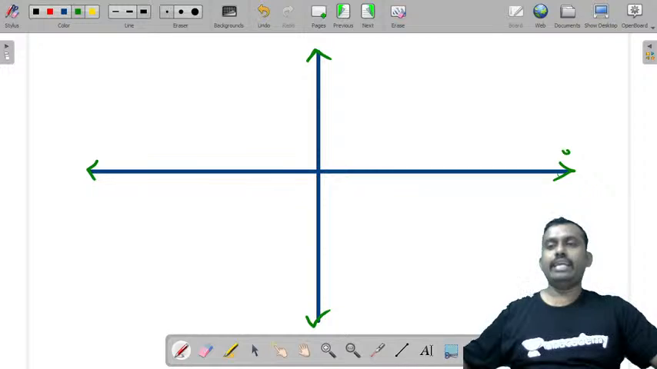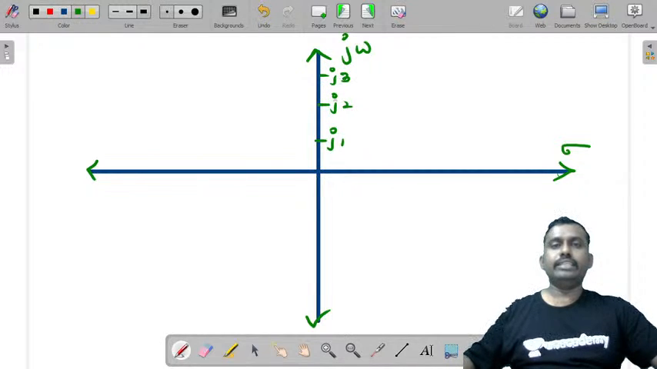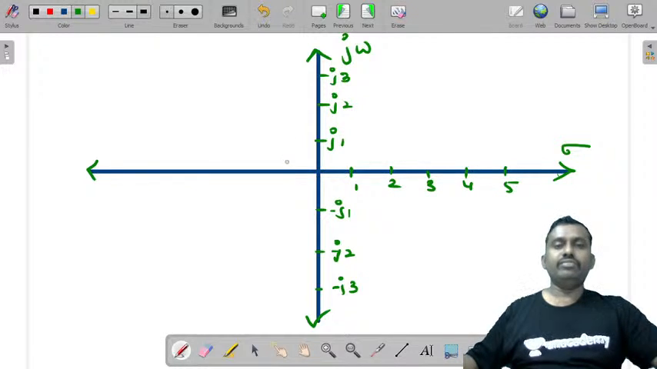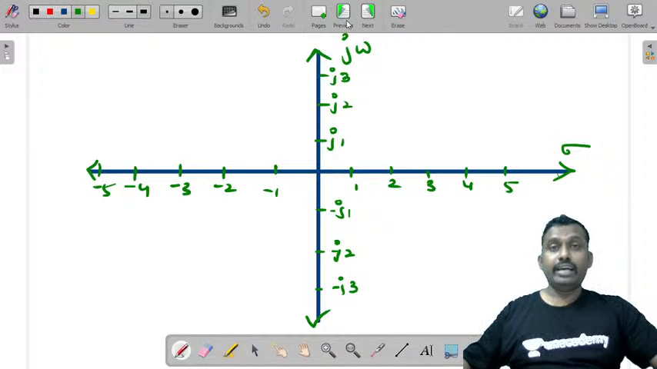Yes, this is the real axis. This is the imaginary axis. Let us consider this as J1, J2, J3 positive, minus J1, minus J2, and minus J3. Let us term this as 1, 2, 3, 4, 5, and this as minus 1, minus 2, minus 3, minus 4, and minus 5. Now, here are the poles and zeros.